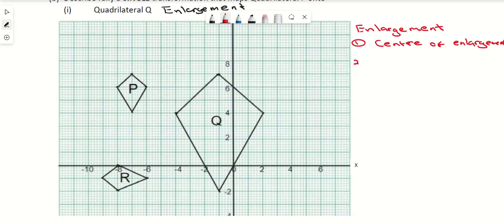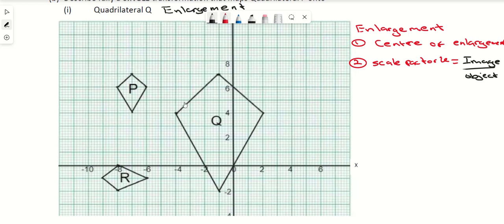And the second thing you need is your scale factor, also known as K, which is equal to the length of your image over the length of your object.